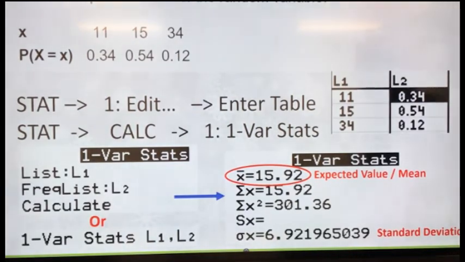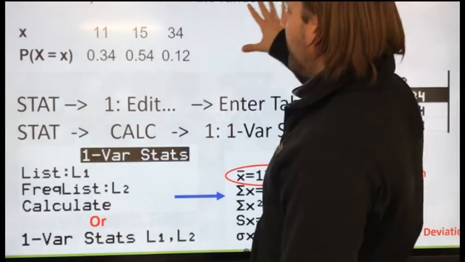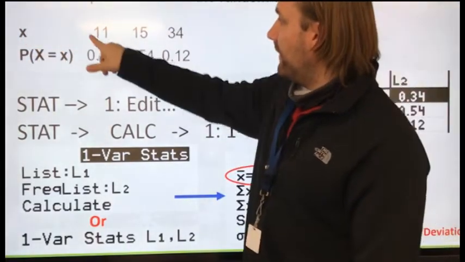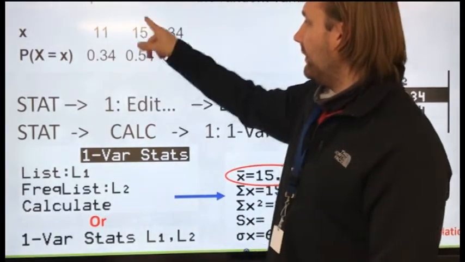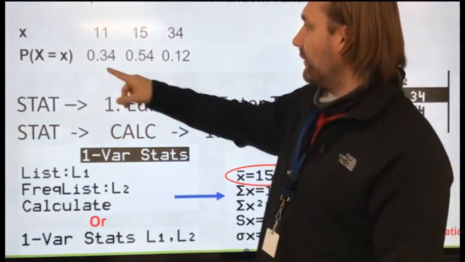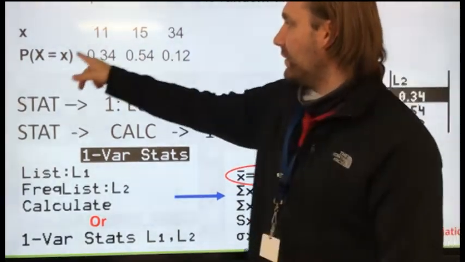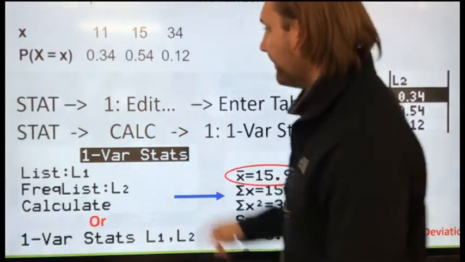So here's how we're going to calculate it, using the calculator. Find the expected value of the random variable. So here's my variable, some event. I have 11, 15, 34. Here's the probability of these numbers coming up: 34%, 54%, 12%. Notice that the probabilities should add to 1, right? You should know that already.